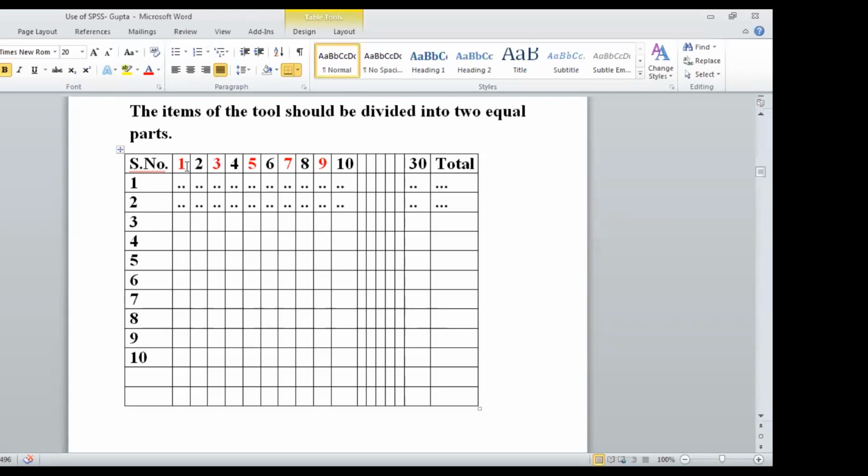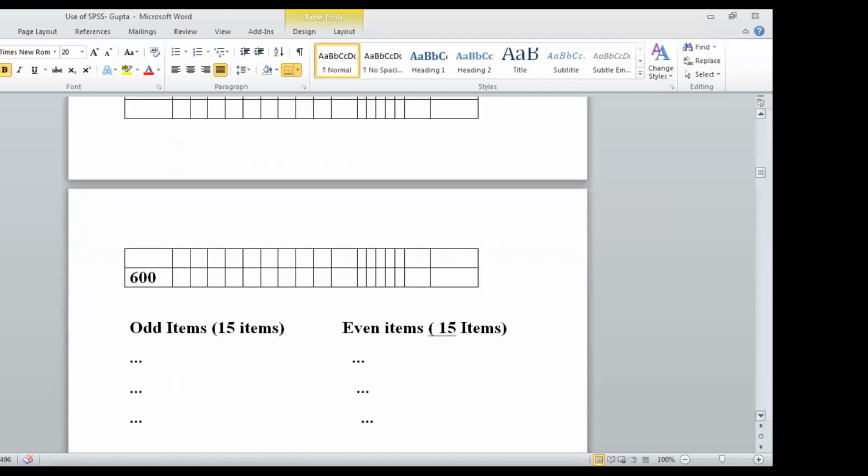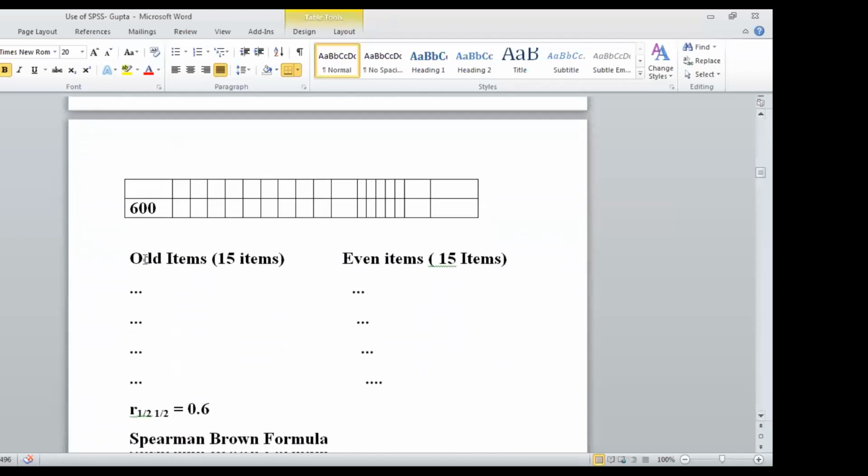Now you can add the score on item 1, 3, 5, 7, 9, 11, 13, etc. And that will be the total score on odd items. And you have this grand total. From grand total, if you subtract the total of the odd scores, you will get the total of the even. So we'll get the total of the odd scores and total of the even scores. And you find out the correlation.